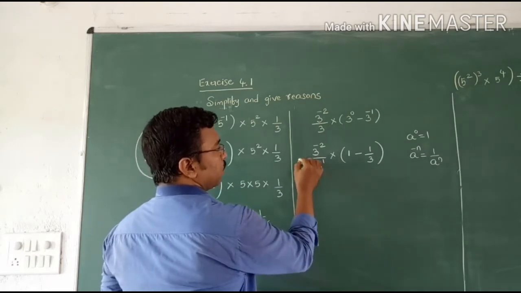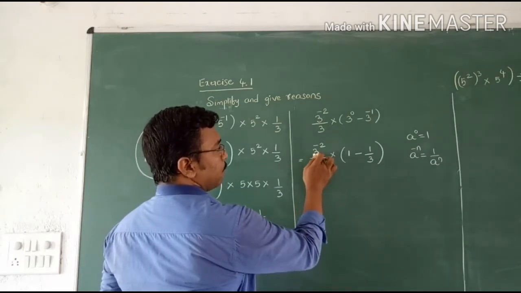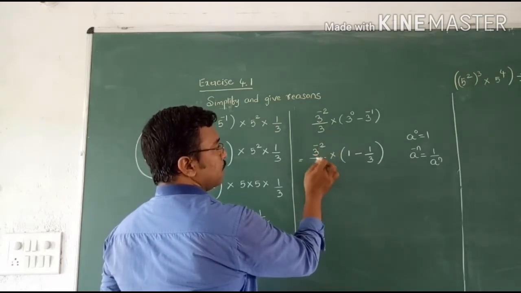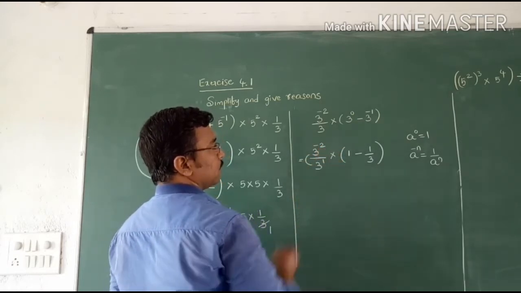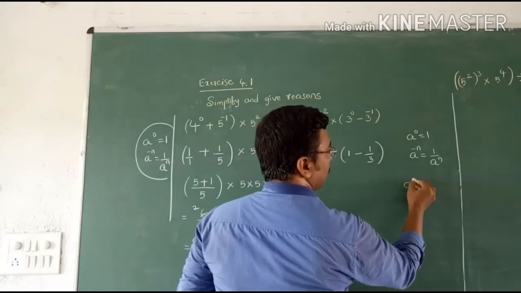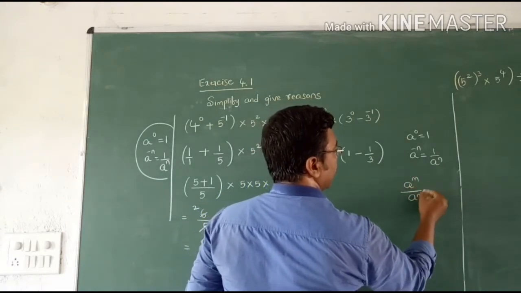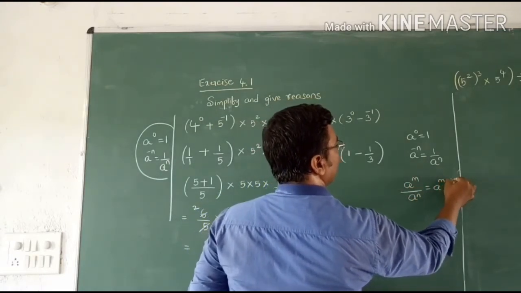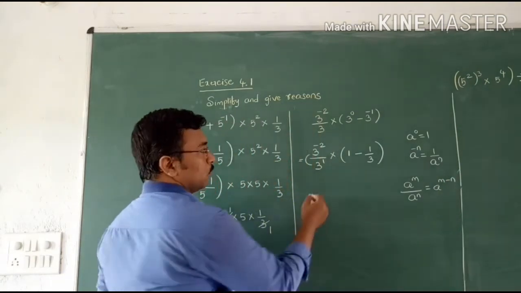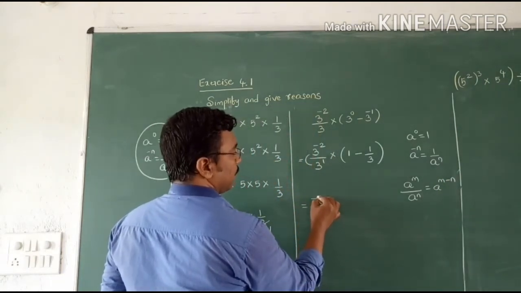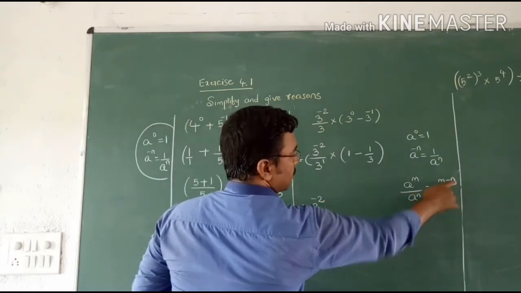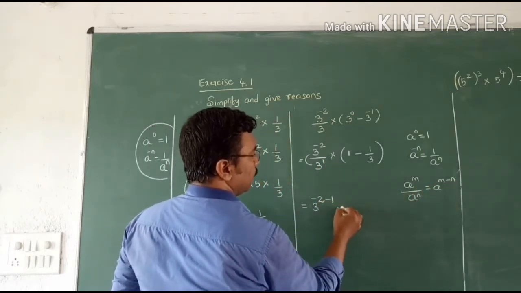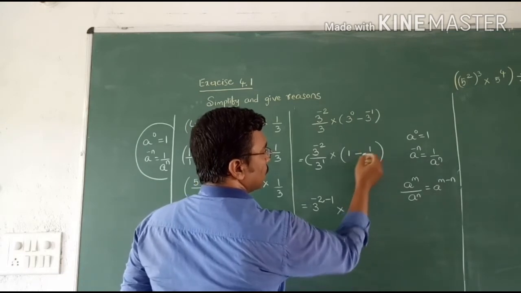So now we apply the formula here, a power m by a power n. The bases are same here, the powers are different. So a power m by a power n is equal to a power m minus n. So 3 power minus 2 plus 1 becomes minus n minus 1 into 1 minus 1 by 3.